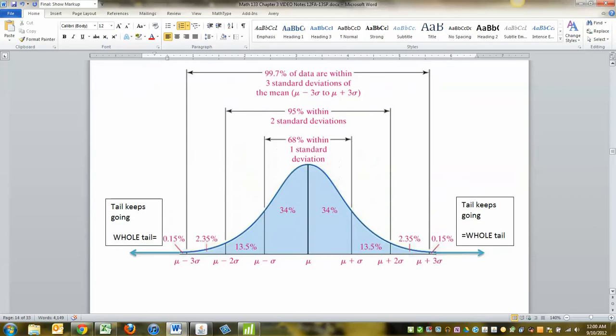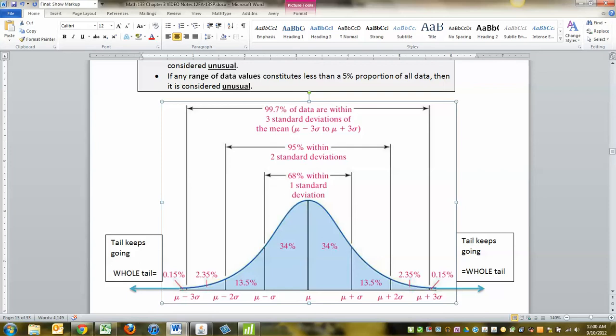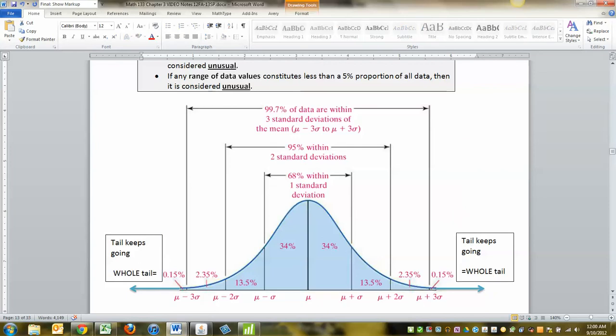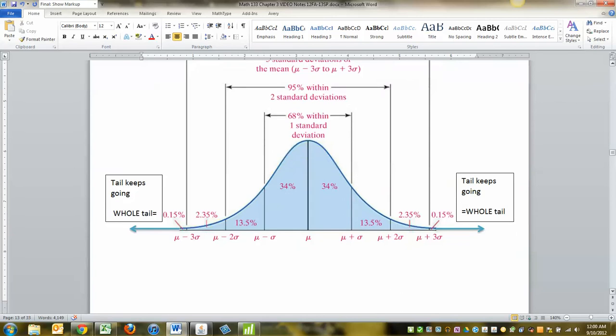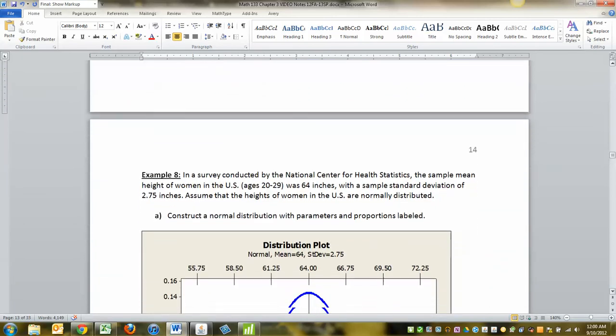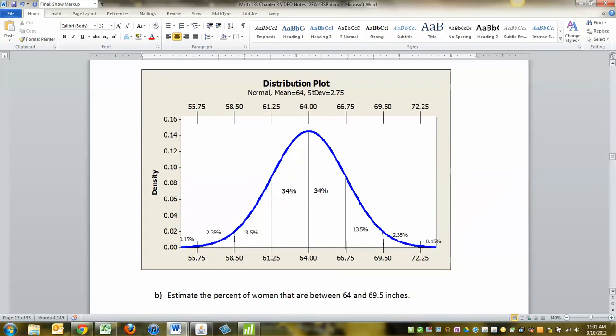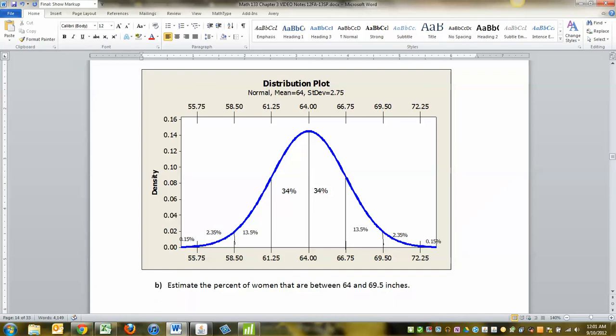So it would be probably a wise move to have pretty much this whole page somewhere on your notes, in miniature form, but put it on there. You don't have to memorize this stuff. You have to know how to use it and what we're talking about. So that's way more important than memorizing any of this. So don't worry about memorizing. Worry about being able to explain and answer questions. Okay? All right, so the first thing I ask is what percent of women are between 64 and 69.5 inches?